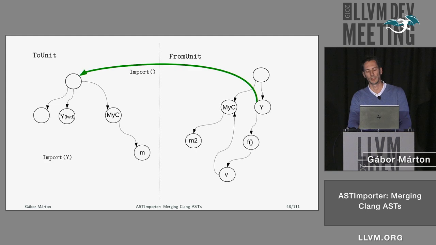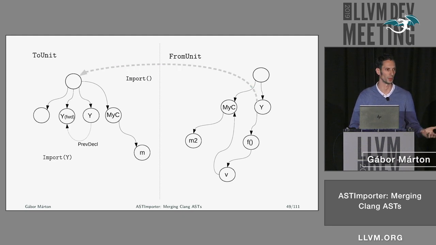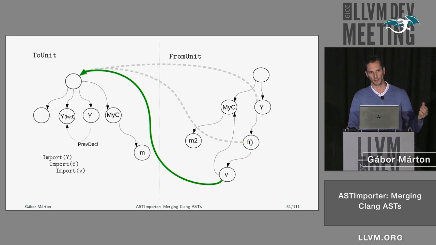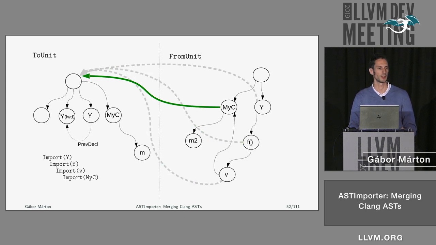When we import Y, in order to be able to import its fields and methods, we must create a stub declaration for that class in the two contexts. So that's what we do. Otherwise, we would not be able to call the constructors of the fields and methods. So then we go on and try to import the method declaration. Then we import the body of that method. Then we see the type, which eventually happens to be inconsistent, so we bail out with an error.